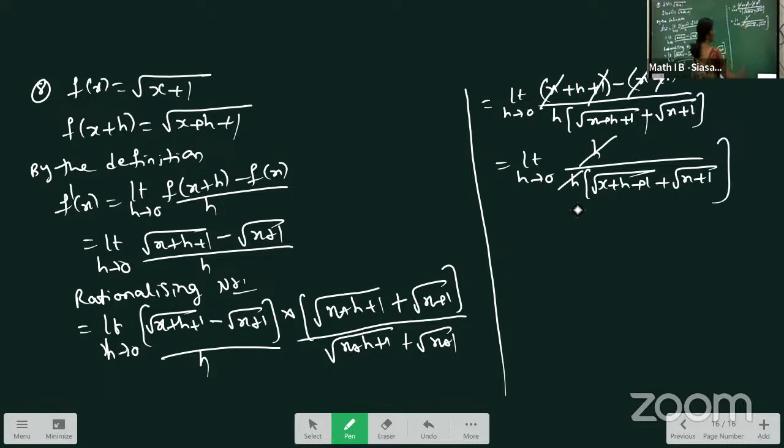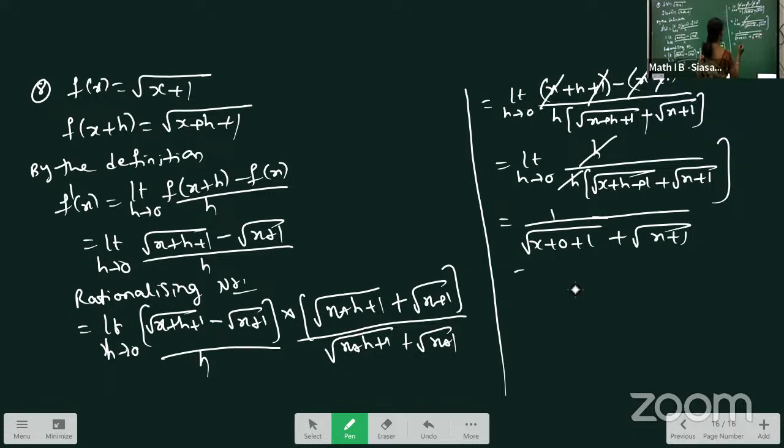Again h cancels. Now substitute 0 wherever h is there. Under root of x plus 0 plus 1 plus under root of x plus 1. So the left out term is root x plus 1 plus root x plus 1. So this is 1 by 2 root of x plus 1. This is nothing but what? F dash of x.